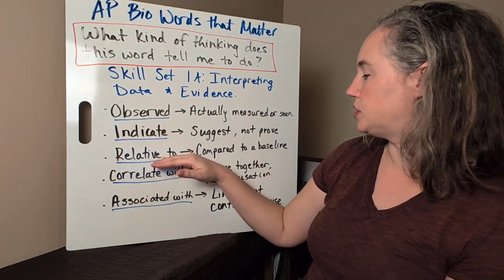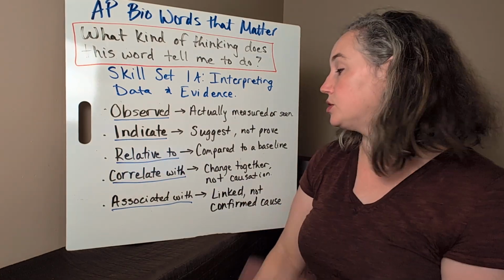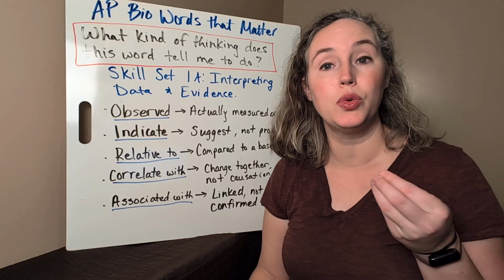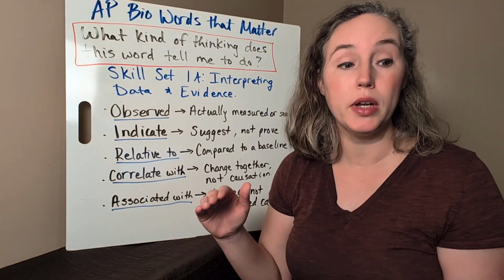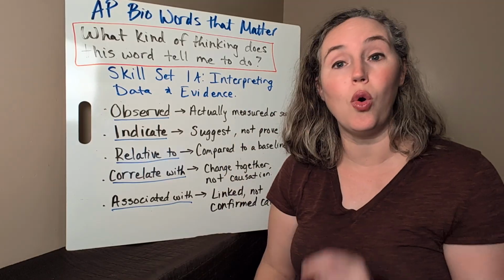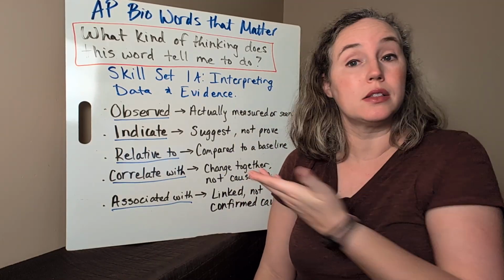Next is relative to. When you see the words relative to on AP Bio, you should hear in your mind compared to a baseline. So cellular respiration rates increased relative to, or compared to, the control group. And the control group in this case, that's the baseline.